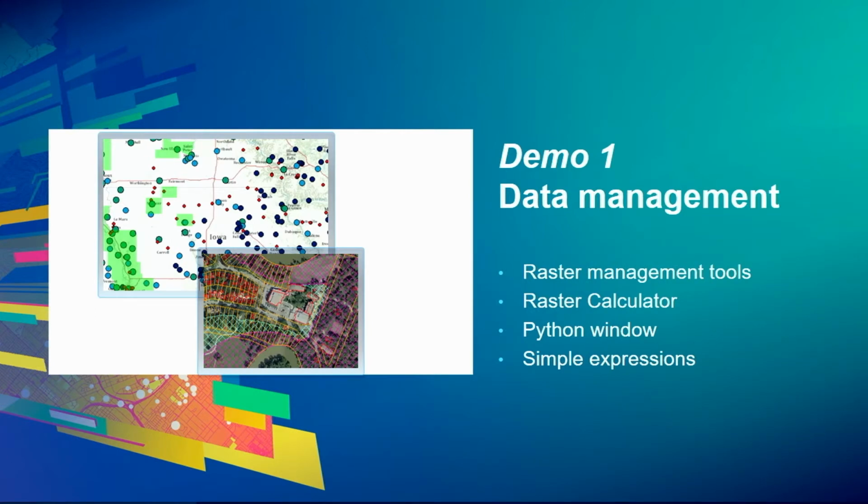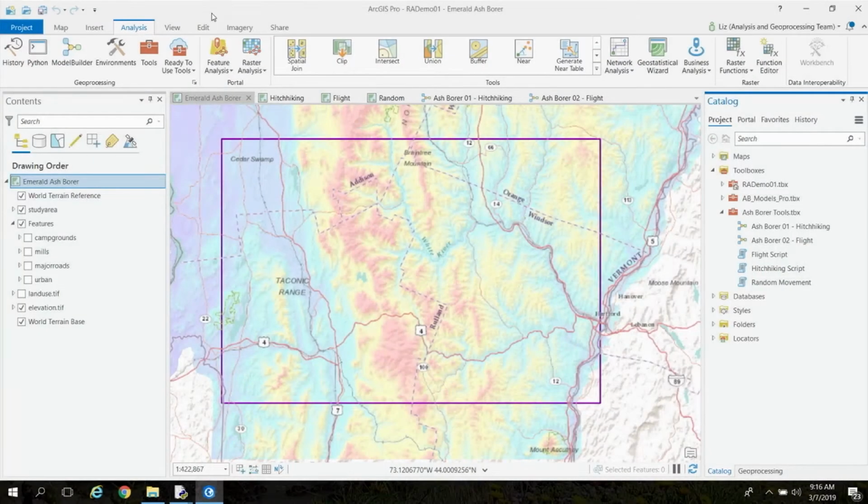Yeah. Thanks, Noman. So throughout today's demonstrations, we're going to be modeling the emerald ash borer. This is an invasive beetle that kills ash trees. My study area is in Vermont, and I have some data I'm going to introduce you to.